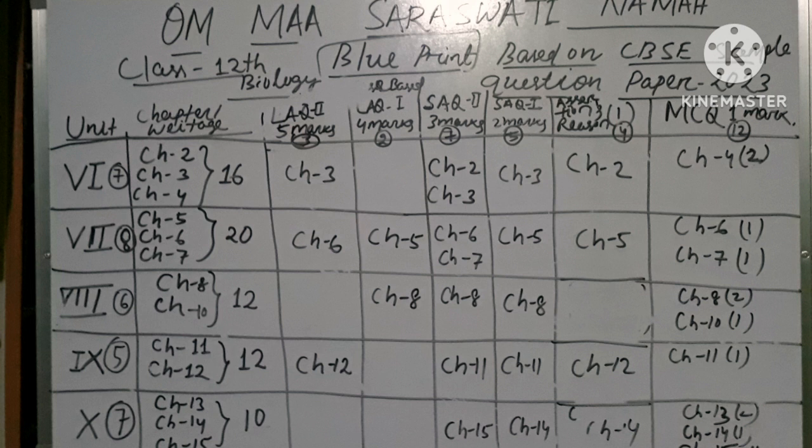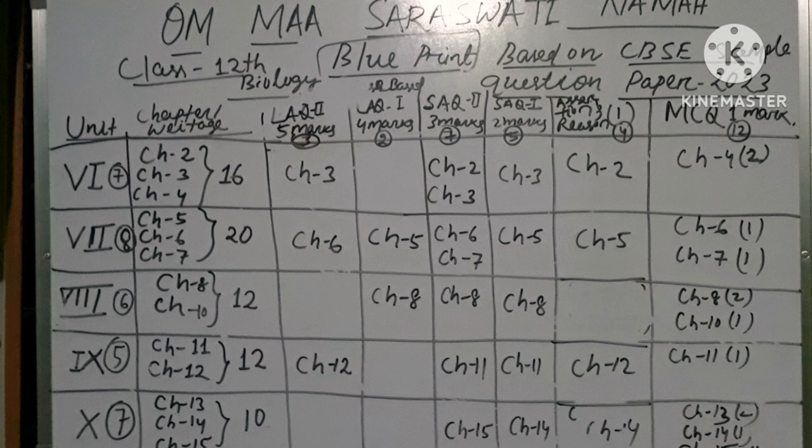Then from question 13 to 16, there are the assertion and reason based questions. This is a new concept. They will come from chapter 2, chapter 5, chapter 12, and chapter 14. Chapter 2 is sexual reproduction in flowering plants, chapter 5 is principles of inheritance and variation, chapter 12 is biotechnology and its applications, and chapter 14 is ecosystem. So from these chapters the assertion and reason based questions will come.